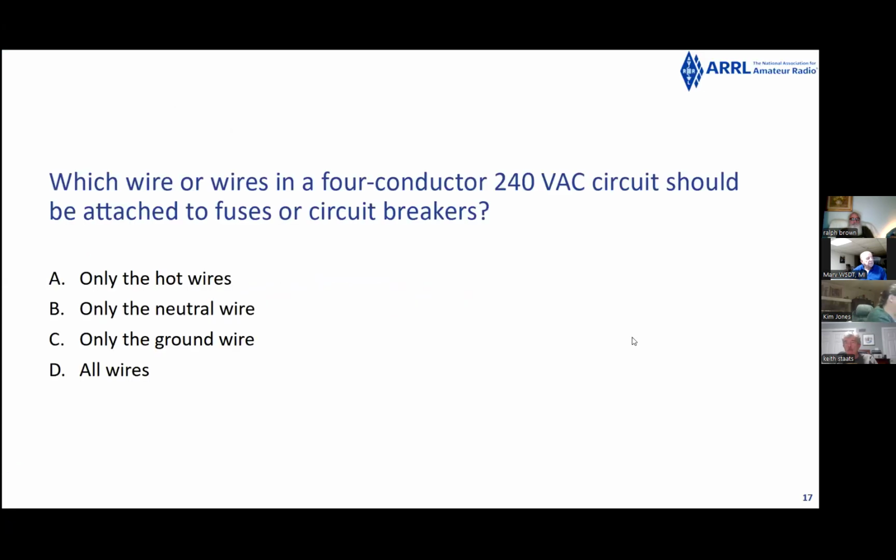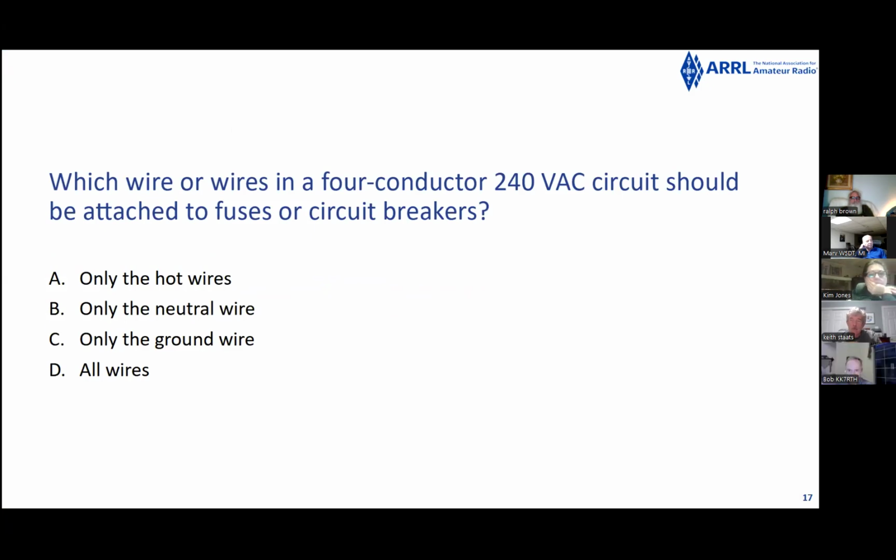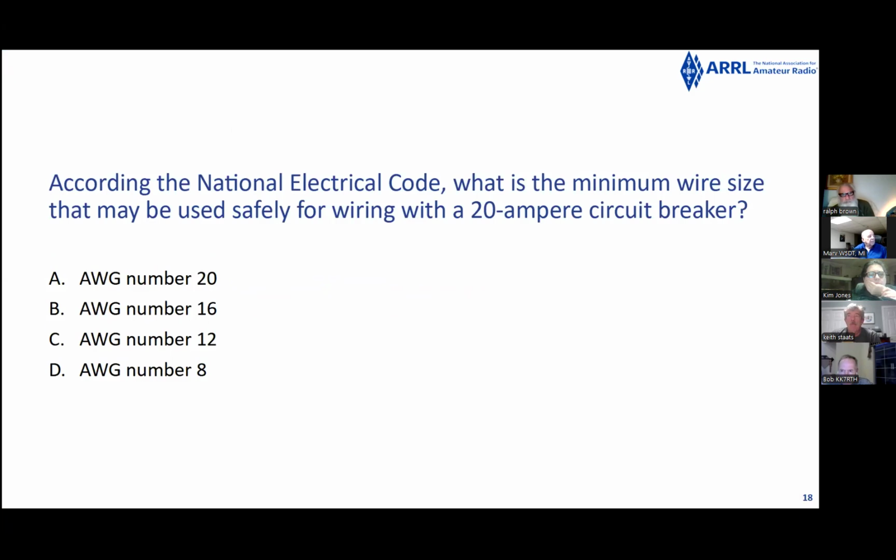Practice questions. Which wire in a 4-conductor 240 volt AC circuit should be attached to fuses or circuit breakers? Only the hot wires, only the neutral wire, only the ground wire, all wires. A, only the hot wires. Yep, A.